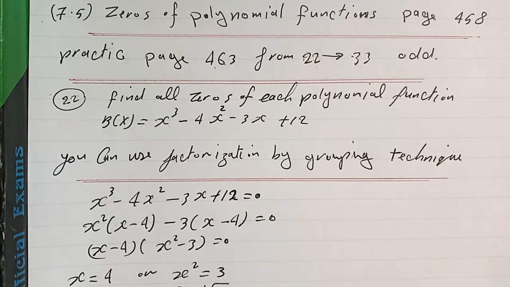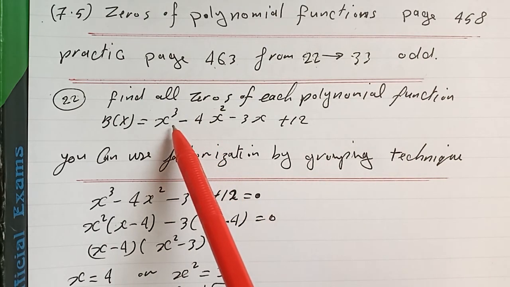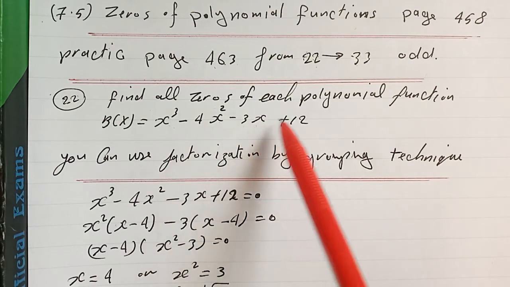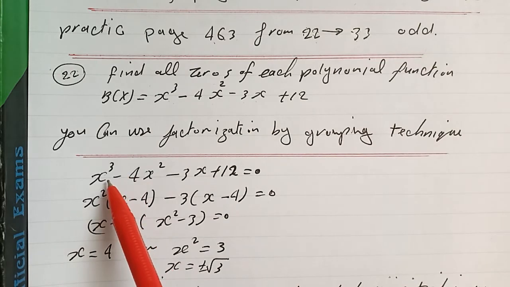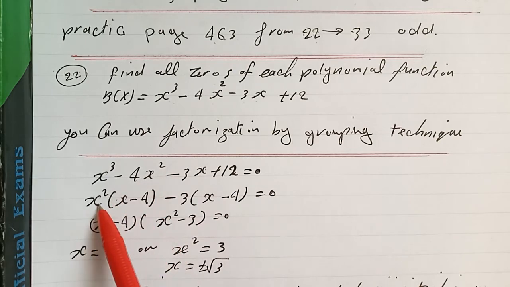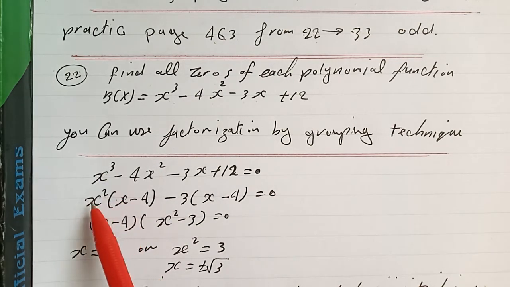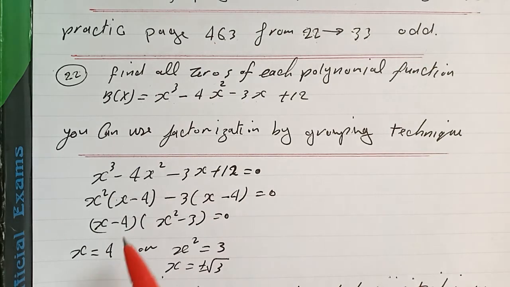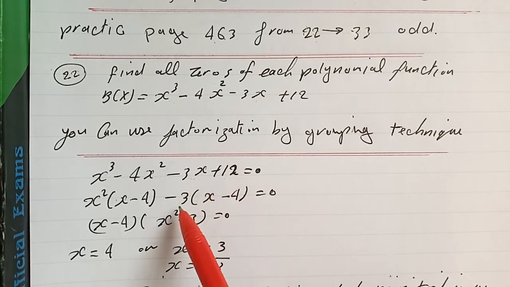You can use the factorization technique, but what kind of factorization can I use here? It's factorization by grouping because this is 4 terms. If you take the first 2 terms and take their common factor, it will be x squared, then you will have x minus 4, because x squared times x equals x cubed, x squared times 4 equals 4x squared. And if you take negative 3 as a common factor from these 2 terms, you will have x minus 4.